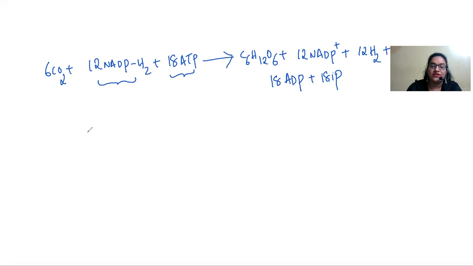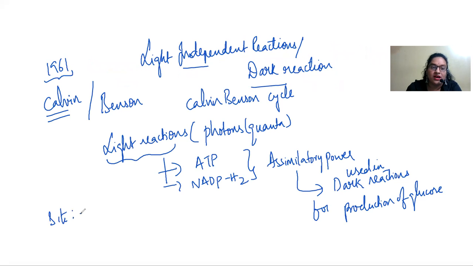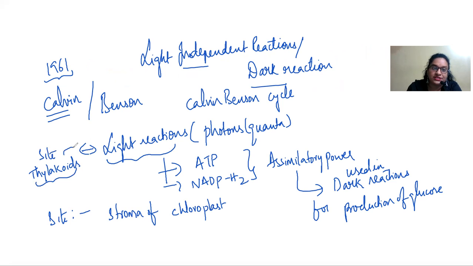So first, children, when I speak about this particular cycle, where is the site going to be? The site is going to be the stroma of the chloroplast. Where were the light reactions running? In the thylakoid membranes, right? It was in the thylakoids or the discs, as we were calling them. This is the site for the light reactions, whereas the site of action of the dark reactions is going to be the stroma of the chloroplast.